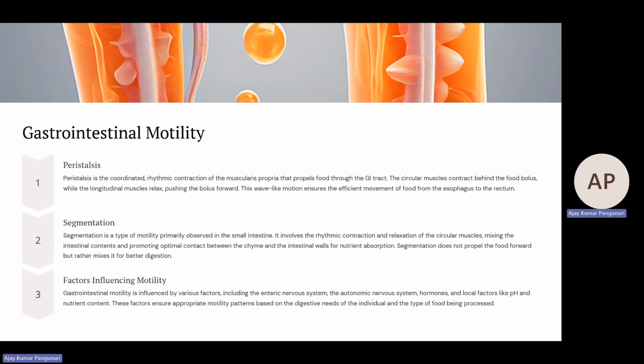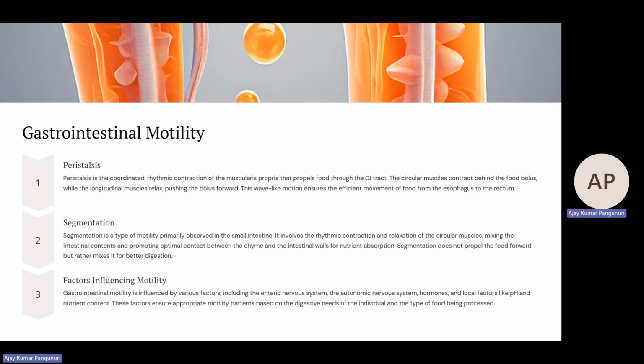Gastrointestinal motility. Peristalsis is the coordinated rhythmic contraction of the muscularis propria that propels food through the GI tract. The circular muscles contract behind the food bolus, while the longitudinal muscles relax, pushing the bolus forward. This wave-like motion ensures the efficient movement of food from the esophagus to the rectum.